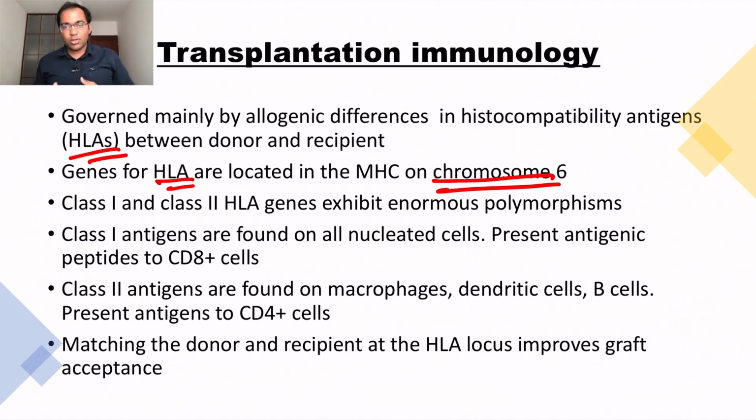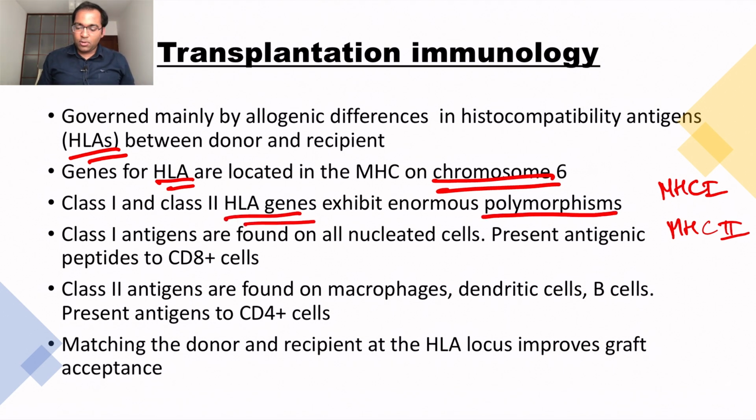MHC stands for major histocompatibility complex. We have two types of MHC: MHC1 and MHC2. MHC1 reacts with the cytotoxic T cells and MHC2 reacts with CD4 helper cells, right? Both class 1 and class 2 HLA genes exhibit enormous polymorphisms. So in transplantation, when we are planning for a transplant, we need to basically match the HLA genes between the donor and the recipient. This is the basic job.